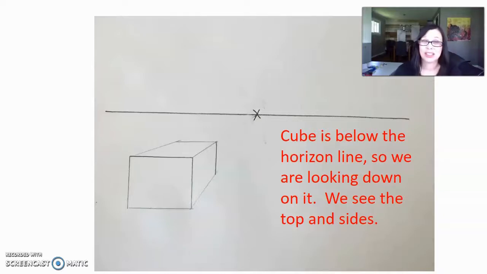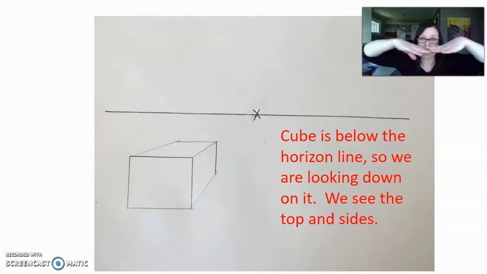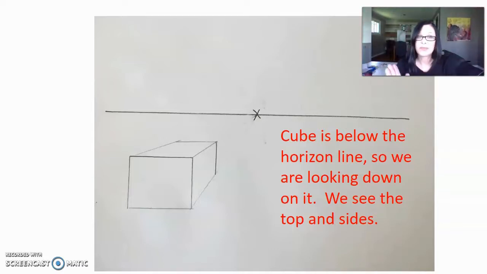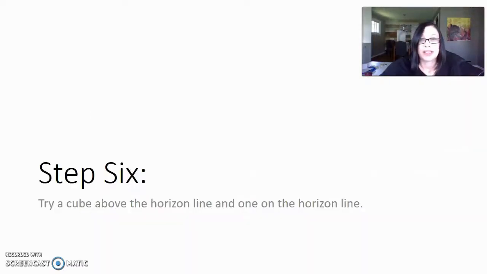Again, because it's below our horizon line, I'm looking down on it. Because I'm looking down on it, I can see the top of my box. And because it's shifted over to the side, I can see one side of it. Okay, all right, so let's try another one.